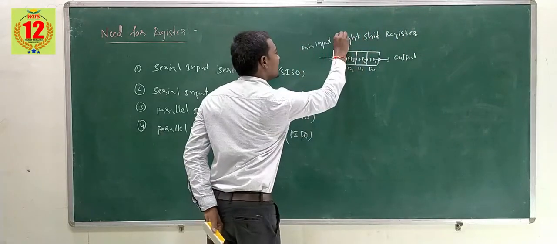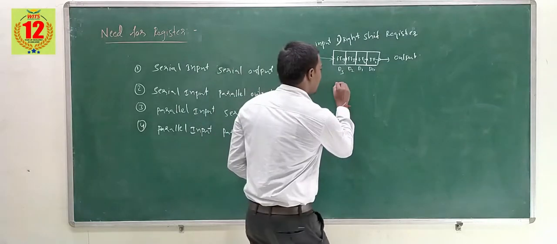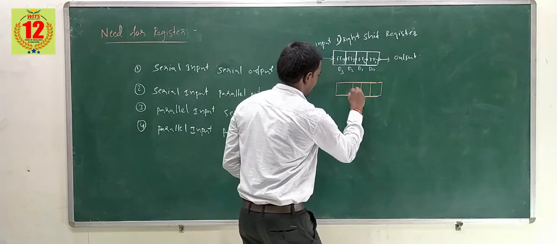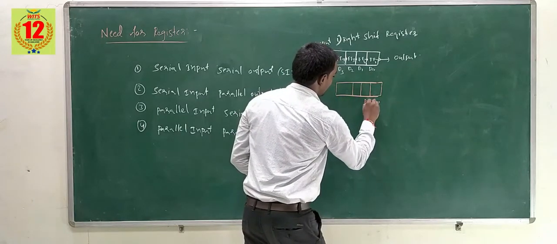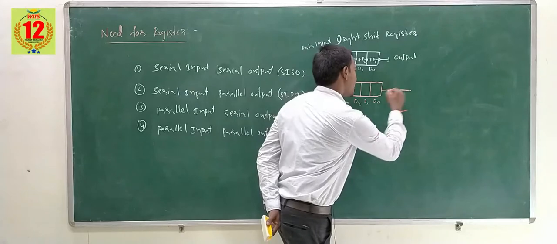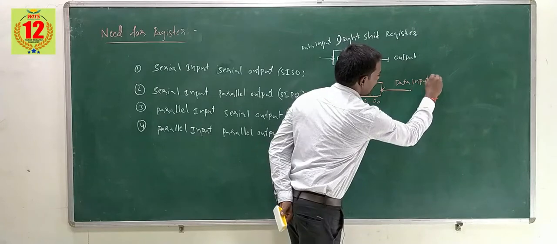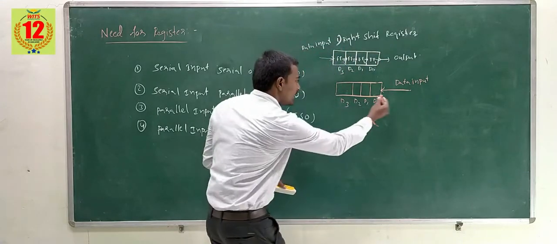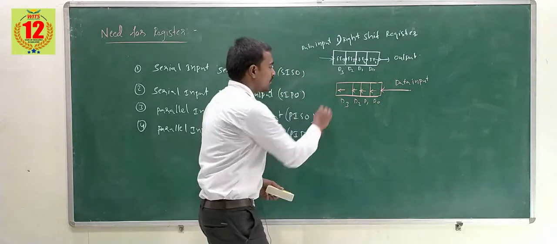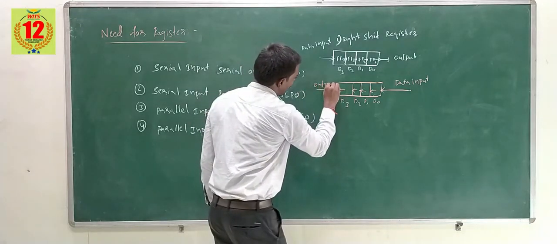Right shift registers. And coming to another example, here I am taking a 4-bit register. Those are D0, D1, D2 and D3. These are the data inputs. Here I am giving the input, and that data will be shifted to the left side, and here I am collecting the output.